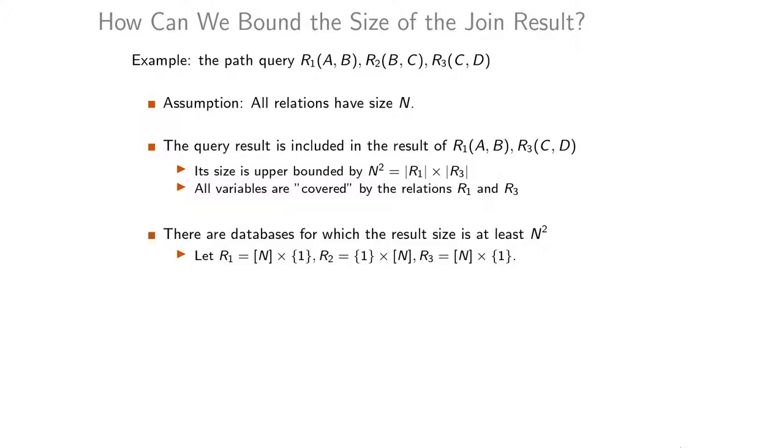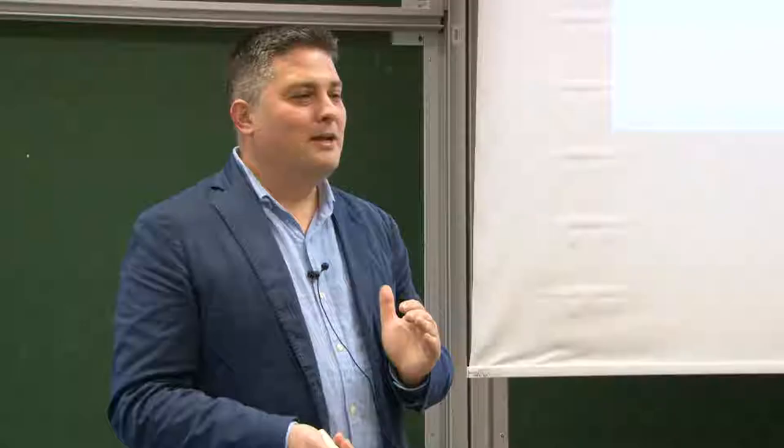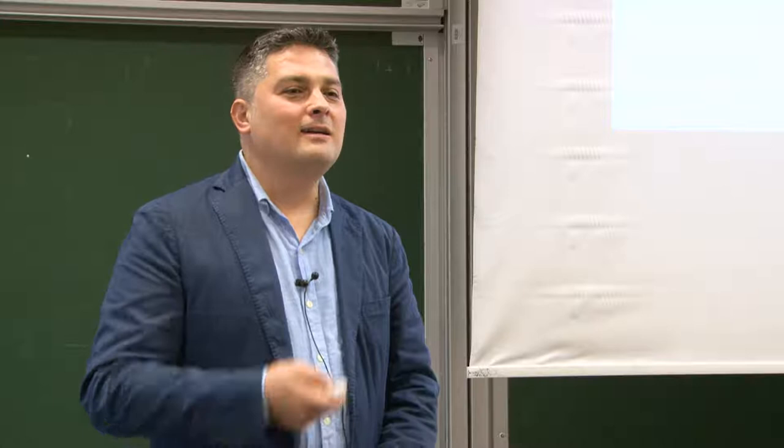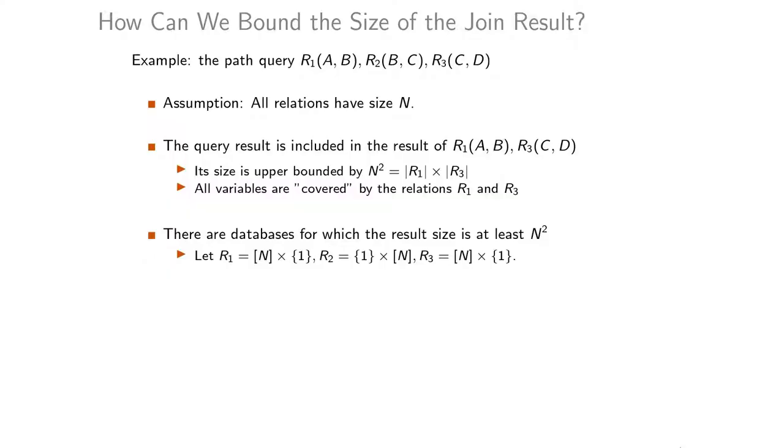So what I do is in R1, I say the A column has all the values from 1 to n, yeah? And the B column has only a single value, 1, 1, 1, 1, 1, 1 everywhere. This set 1 to n, I represent by square brackets n. And then I take a Cartesian product with the set 1, to say that this is a relation of size n and has 1, 2, 3, 4, 5, 6 until n on A, and on B has only 1, 1, 1, 1, 1, okay? I do for R2 something similar. I take B to be only value 1, and C to be again 1 to n. And for the third relation, I take C to be again from 1 to n, and D to be just 1, 1, 1, 1, 1.